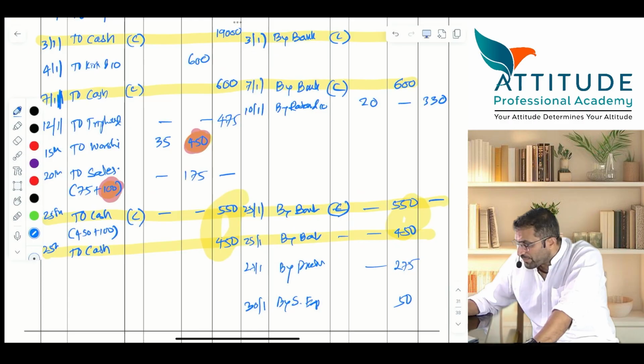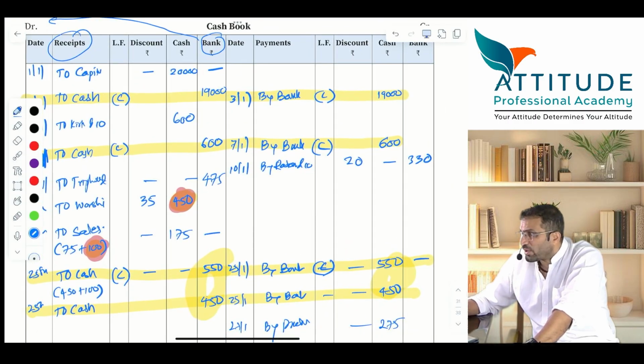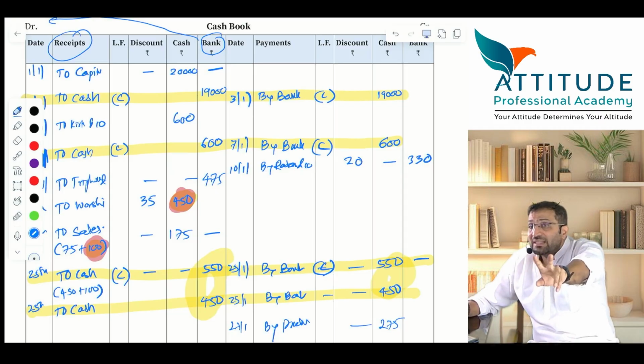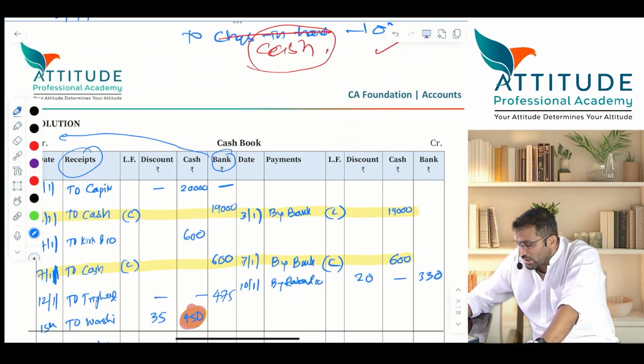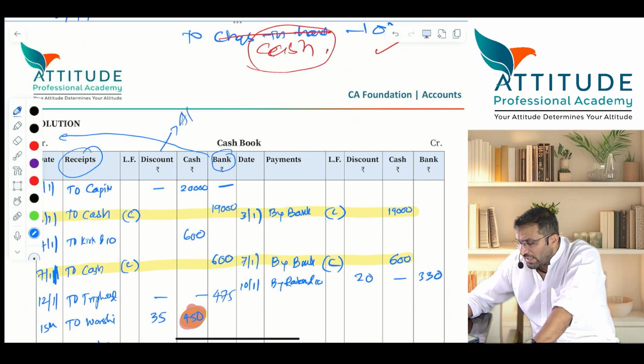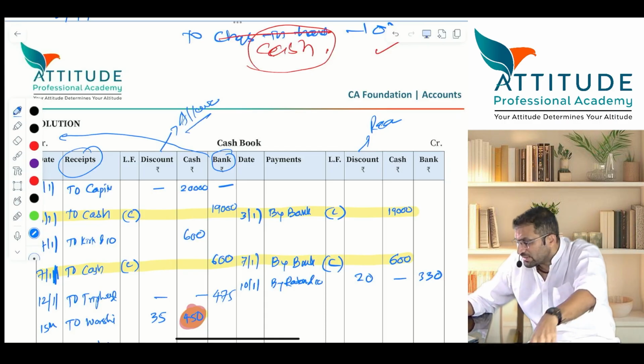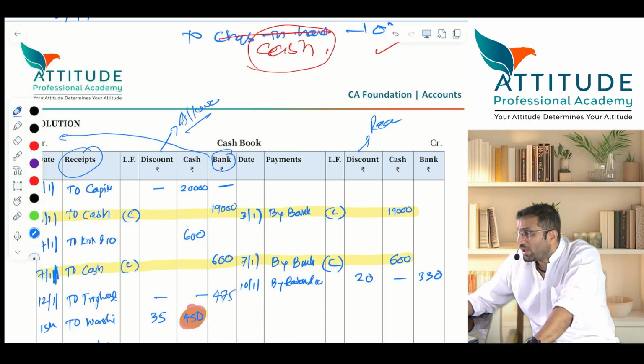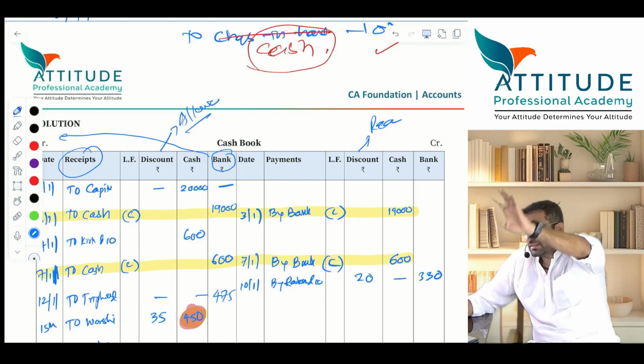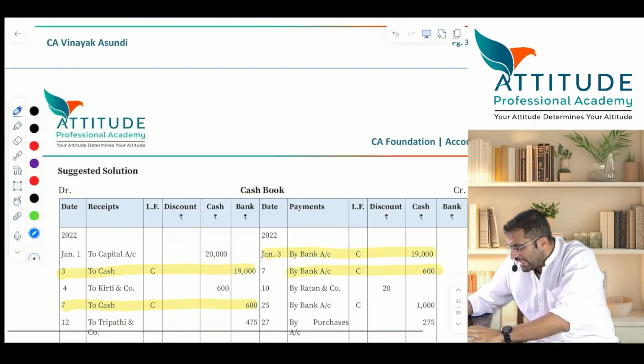Now tell me, all the cash and bank column should be what? Balanced, and discount column should not be balanced. It will be only what? Totaled. And debit side जो है discount column ये क्या है? Discount allowed. And credit side जो है discount, this will go on the debit side of the discount allowed. This total column of discount received will go on the credit side of discount received. Is that clear? Guys, able to understand?